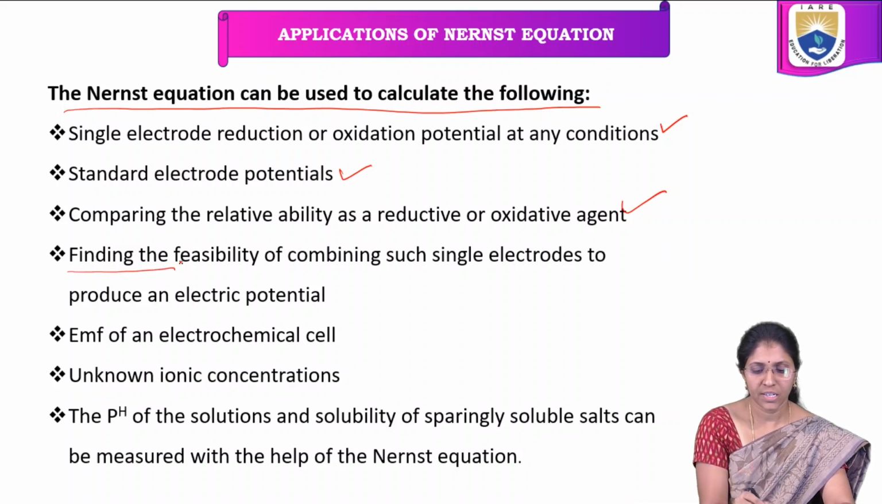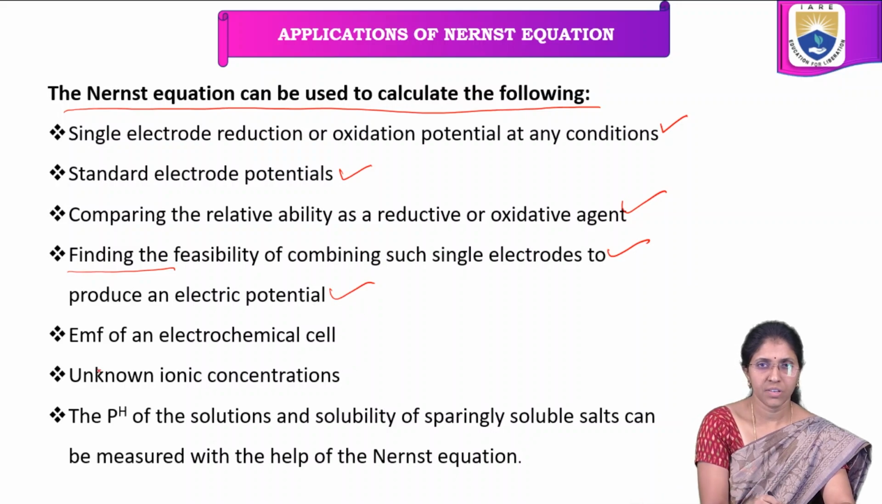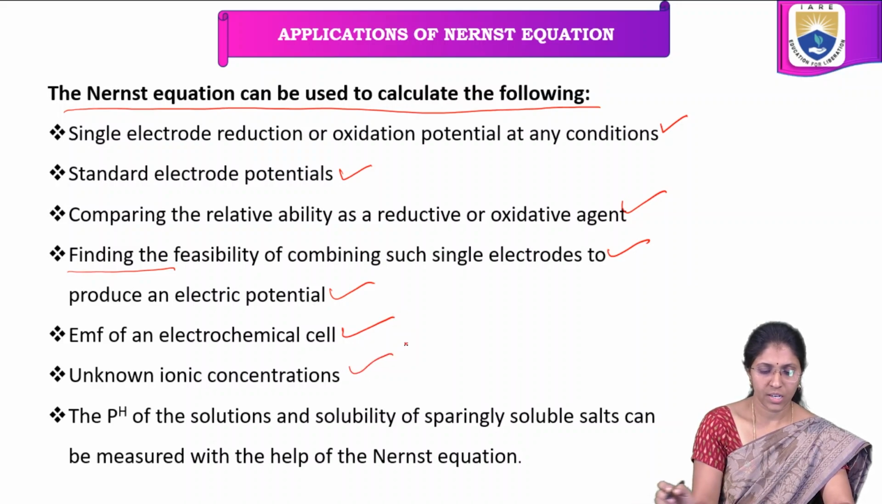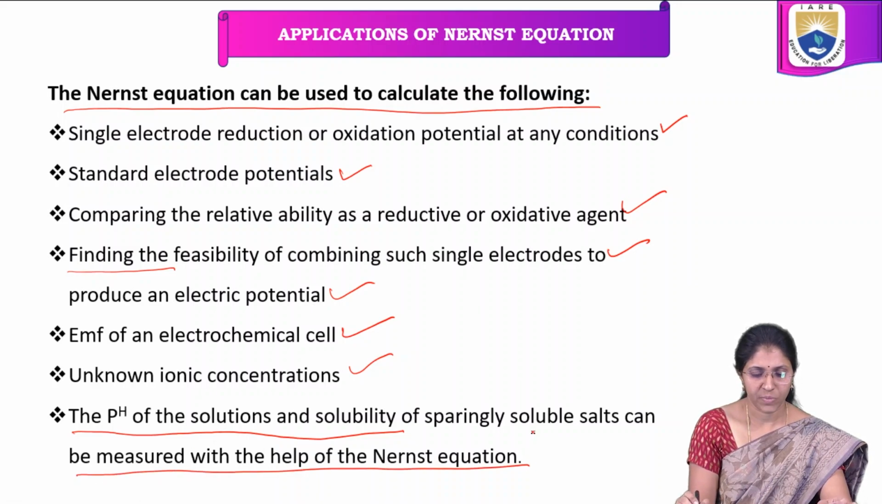We can also find the feasibility of combining such single electrodes to produce an electric potential, and we can calculate the EMF of an electrochemical cell. We can also calculate unknown ionic concentrations, and the pH of solutions and the solubility of sparingly soluble salts can be measured with the help of the Nernst equation.